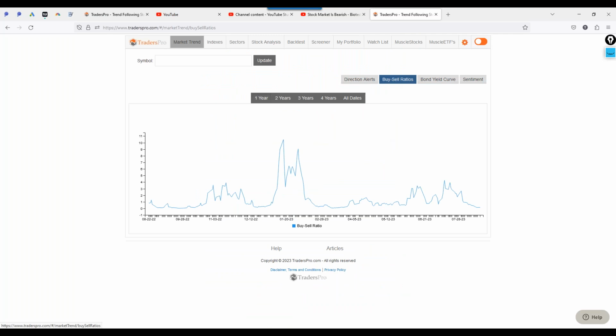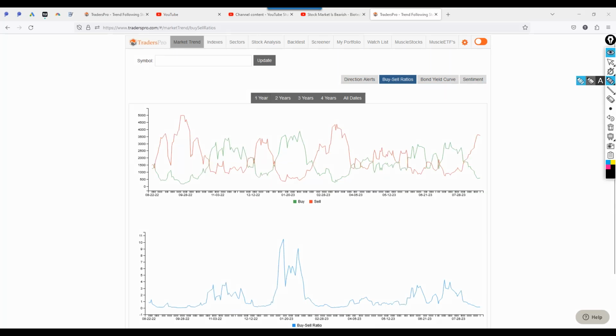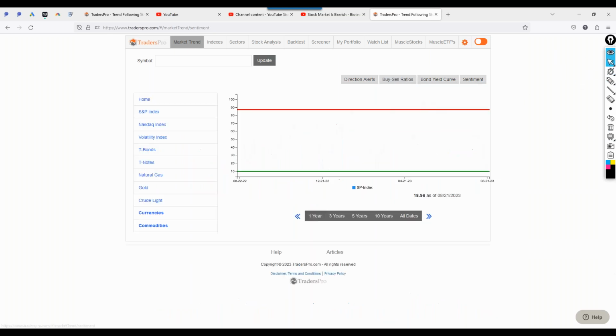Buy-sell ratio is also starting to, we've had a pretty sharp move from this bottom to this peak. We're now up in this upper range where we could get a reversal back down and then chop around right here. So I'm anticipating quite a bit of chop, quite a bit of volatility. Sentiment is sitting right down here at the bottom.